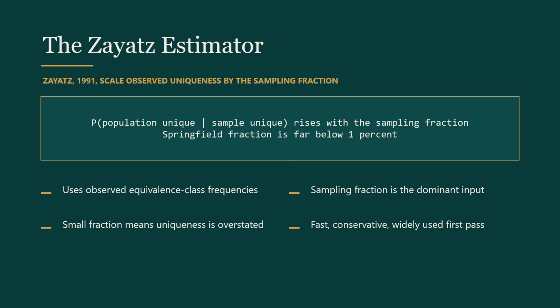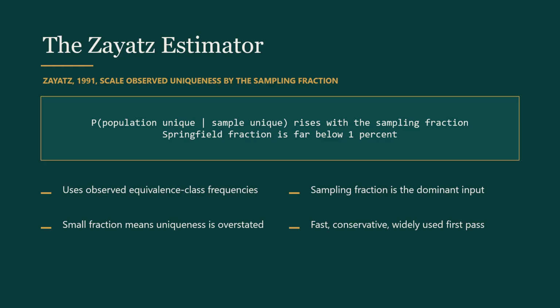The first estimator to know is the Zayats approach, developed by Laura Zayats at the United States Census Bureau around 1991, and its intuition is the one you will reach for most often because it is the one you can explain to a lawyer in 30 seconds. Zayats estimates the proportion of population uniques directly from the frequencies of equivalence classes observed in the sample, using the sampling fraction as the scaling lever.